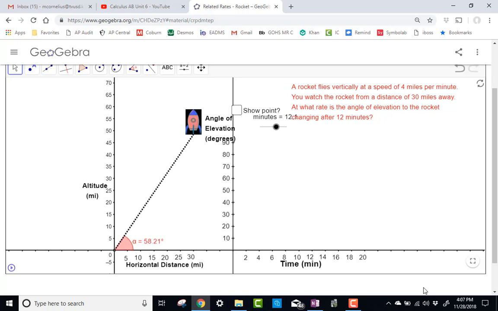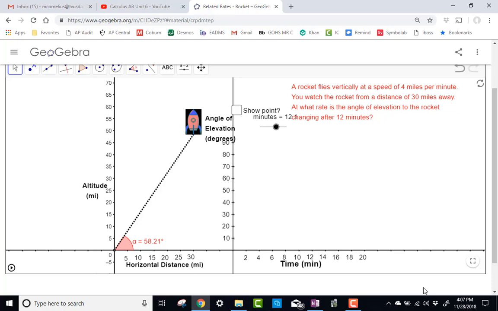Okay, that's pretty close to 12 right there. So the angle at that point is right around 58 degrees, but that doesn't tell us at what rate that angle is changing. Just seeing the angle there doesn't really help us. So what we're going to do is go back and talk about how to find the rate at which this angle is changing.